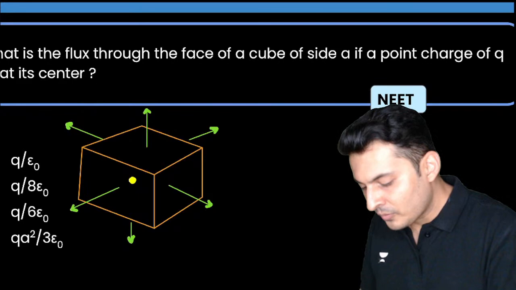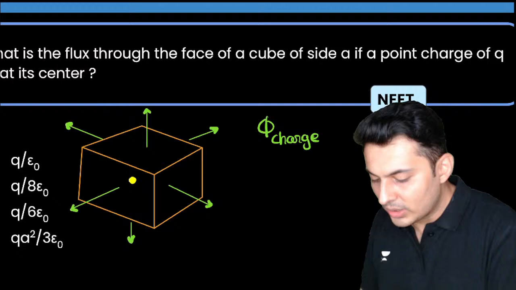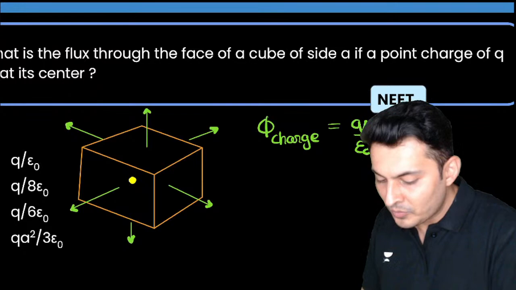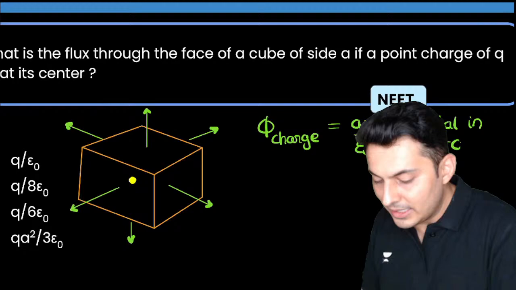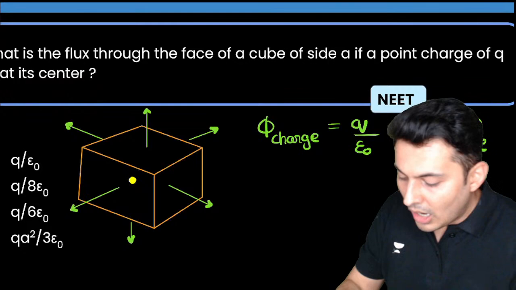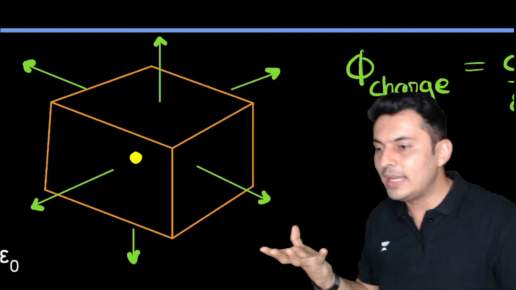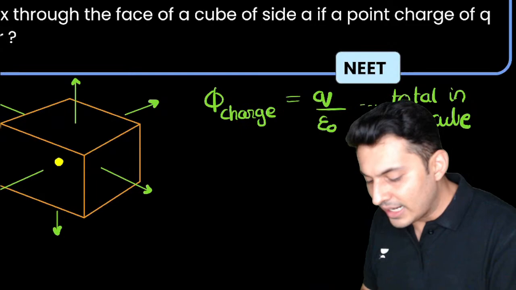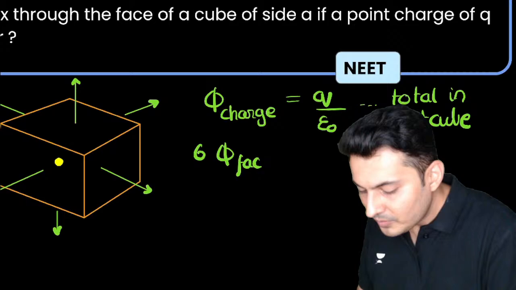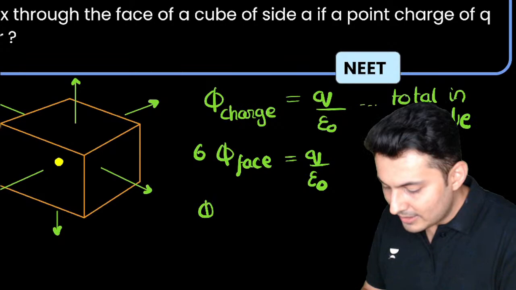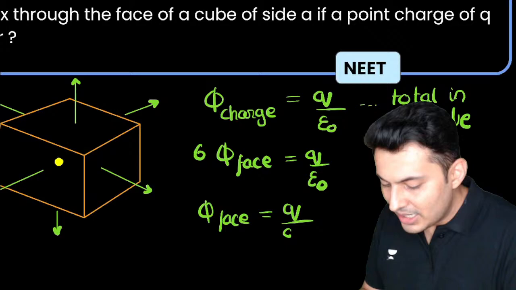We know that the total flux from a charged particle is Q by epsilon naught, which is the total in that particular cube. Now all the six faces will have the same flux. Whatever flux goes right will go down, front, back, top, left, so the flux will get distributed equally. So the total flux is six times the flux through each face. What is the flux through each face? Take that six down. It will be Q by six epsilon naught.